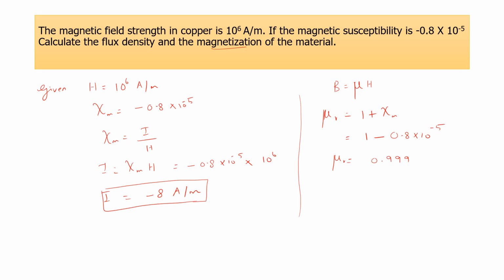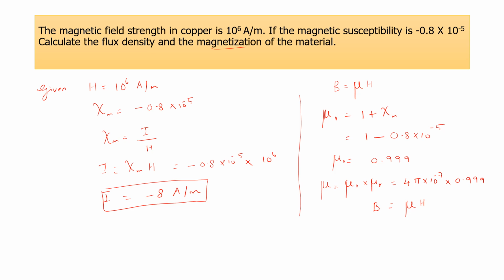Now I have to find out mu, correct? So mu is equal to mu naught into mu r. So mu naught is 4 pi into 10 power minus 7. Mu r just now I have calculated as 0.999. Okay, so I will get some value, which I don't substitute in detail. So now I will use the B is equal to mu H formula.